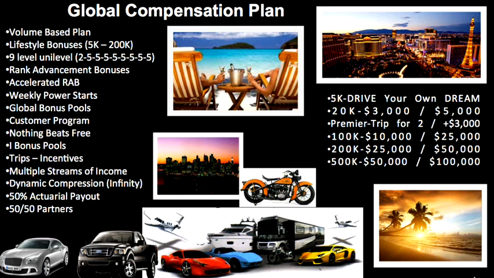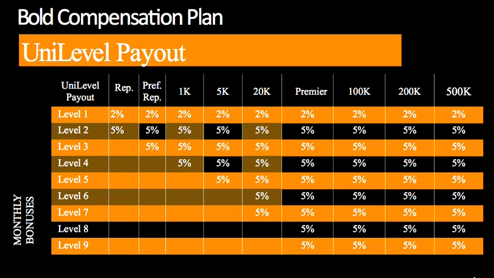And then we talk about our compensation plan. There's really a lot of amazing bonuses. We talk about the Drive Your Own Dream and the rank advancement bonuses, where there's actually a couple $100,000 worth of bonuses that you can qualify for. We talk about bonus pools, but we don't go into the details of the compensation plan. We just want them to understand there's a lot of money, but I like to focus on the unilevel.